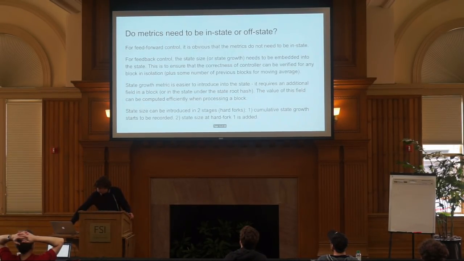And then we also need to define whether those metrics have to be on state, in the state itself, or out of the state. And obviously, if we do the feed-forward control, they don't have to be in the state, because we just come up with some values. If we want to do feedback control, they have to be in the state, because most of the clients now sync with a snapshot without history, so they need to be able, using only the data inside the state, to verify that the control has been applied correctly.